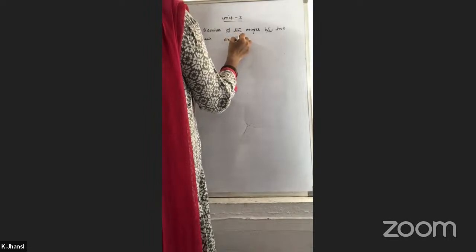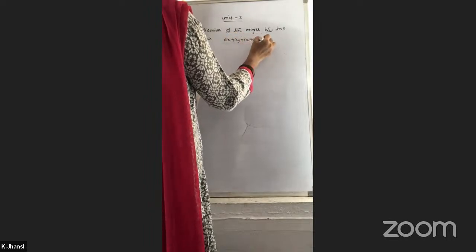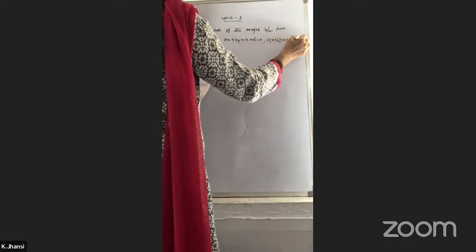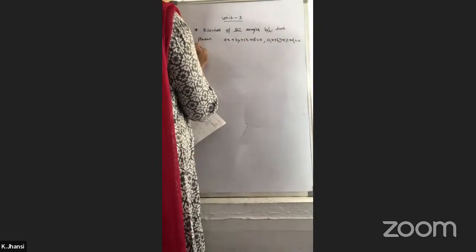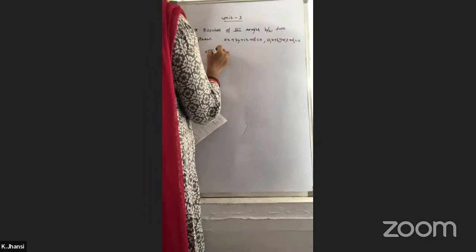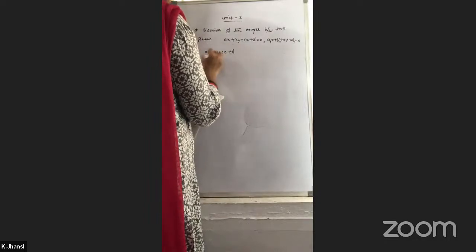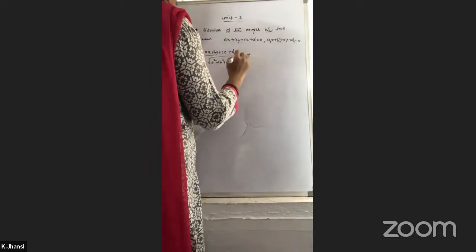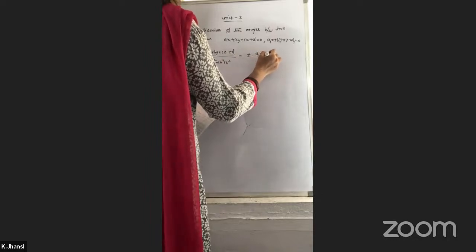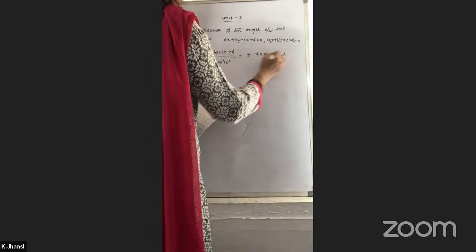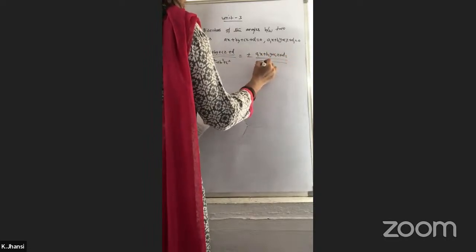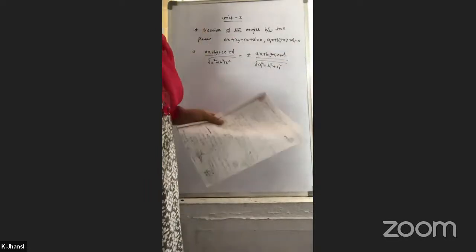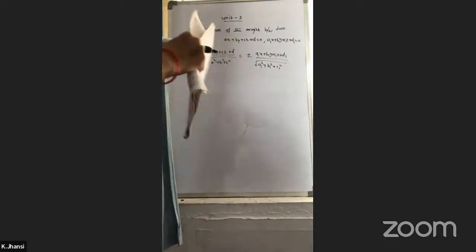That is ax plus by plus cz plus d equals 0, and a1x plus b1y plus c1z plus d1 equals 0. Then (ax plus by plus cz plus d) divided by the square root of a square plus b square plus c square is equal to plus or minus (a1x plus b1y plus c1z plus d1) divided by the square root of a1 square plus b1 square plus c1 square. This is the formula for finding the bisectors of the angles between the two given planes.